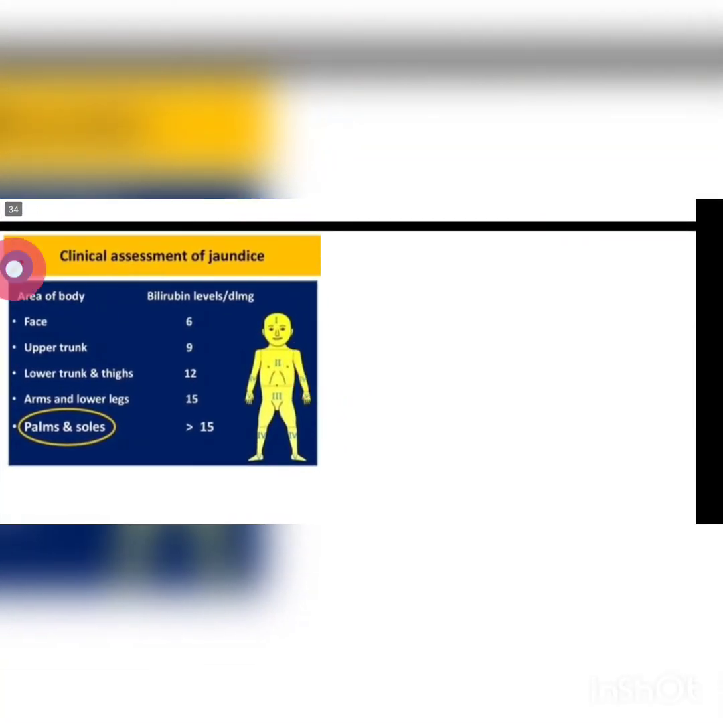So you can see here the clinical assessment of jaundice by area of the body. If it is the face, the bilirubin level is 6 milligram per deciliter, so you can see the yellowish color over the face. If it is the upper trunk, it should be 9. If it is the lower trunk and the thigh, it should be 12. Arms and legs, it should be 15. If it is greater than 15, you can see the yellowish color on the palms and the soles.